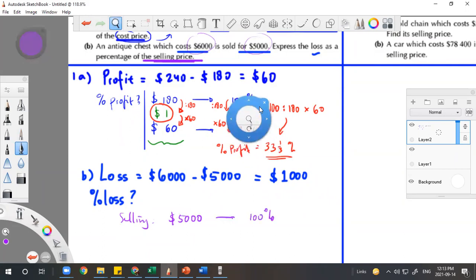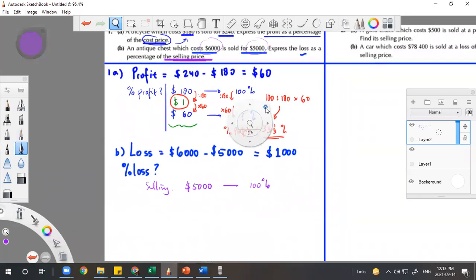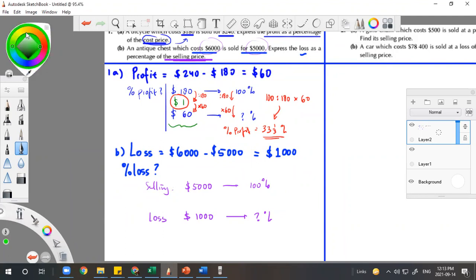See, it will repeat from the previous question. And the loss, what is the loss? Loss is 1,000. So you have to put 1,000 here. And it is represented by how many percent? That's the question, right? Express the loss as a percentage of the selling price. This is the loss, right? Now, again, you have to put 1. Put 1 where? Here? No, on the more complete part. This is more complete.